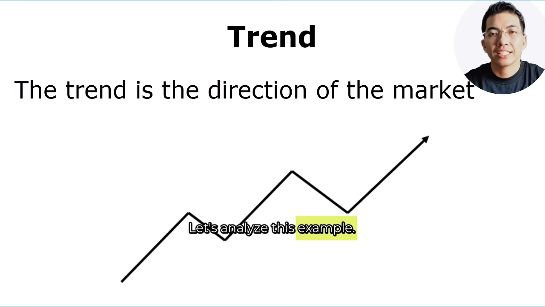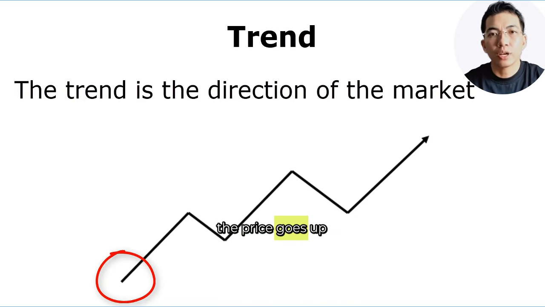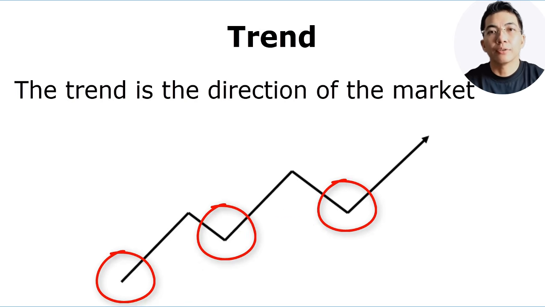Let's analyze this example. You need to have a look at the highs and lows that are formed on the market. In this example, we start from here and the price goes up before having a change of direction. So just focusing on these 3 points, we can say that the first one is the first low. Then the price reaches a high and then it goes back to form a second low. Then it starts to go up again and we have a new high. And then at the end, we have the price that forms the third low.